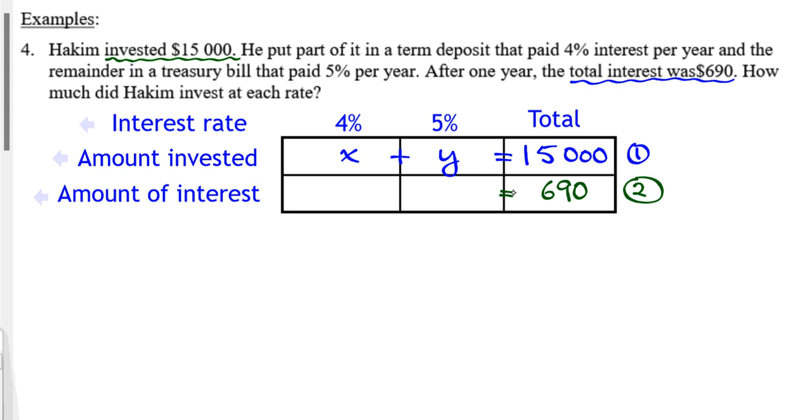But how much interest did he earn in the 4% investment? Well, if we take that 4% interest rate, and I'll want it in decimal form, and multiply it to the amount of money he invested, that will give us an amount of interest. And so similarly, in the 5% investment, we can take 0.05 times y. If we add those two up, we'll get the total amount of interest that was earned. There we have a system of linear equations.